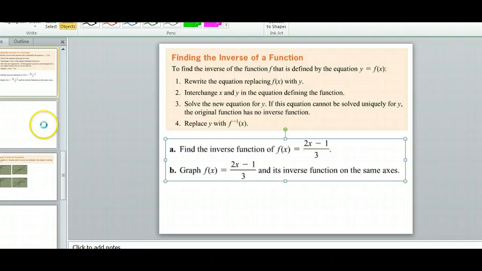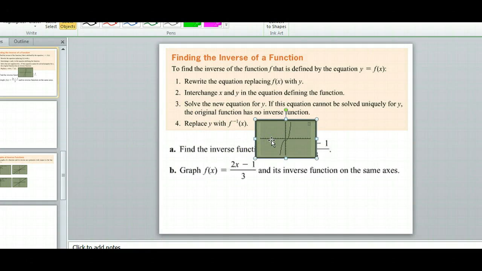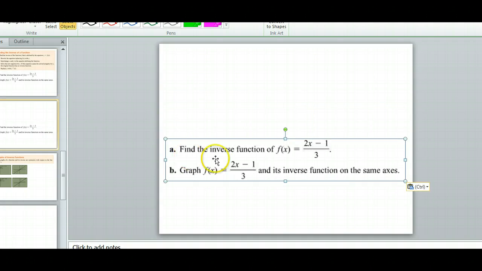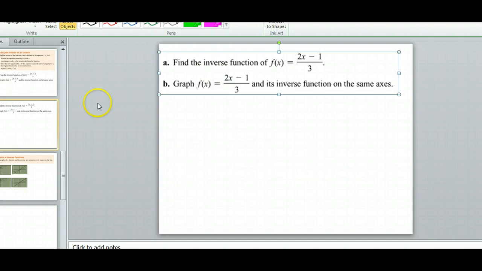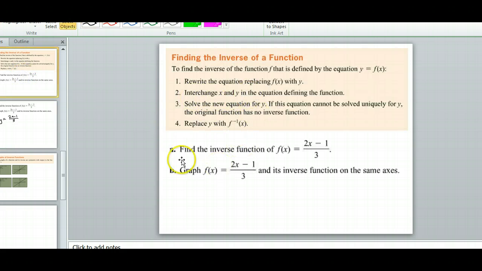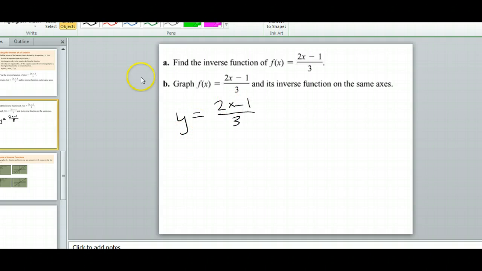Alright, so we're going to take this and do exactly what it says here. We're going to do those 4 steps to this top function. So the first thing said replace f of x with y. So we take f of x away, replace it with y, and we got 2x minus 1 all over 3. Okay, the next step said to switch x and y. So interchange the x and y. So we're going to have x equals 2y minus 1 over 3.